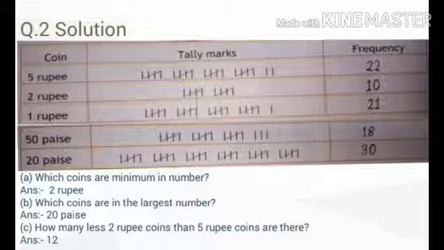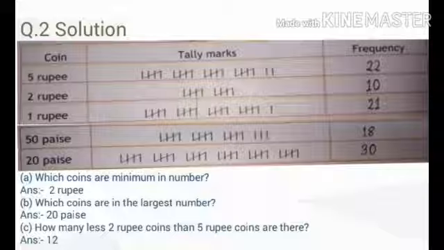So after you write all the frequency, there are some questions given in your book. Number A is, which coins are minimum in number? So you see the frequency here, which is the minimum coins out of all this. You see here 10. 10 is the least. So 10 is 2 rupees. So the answer will be 2 rupee.